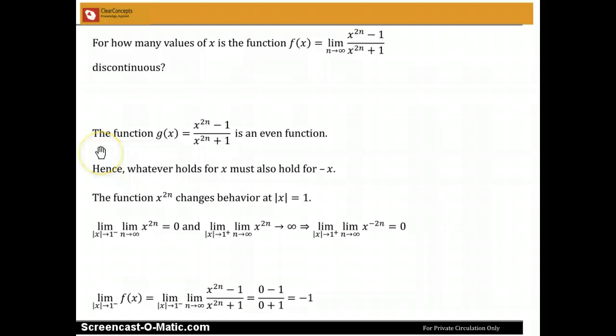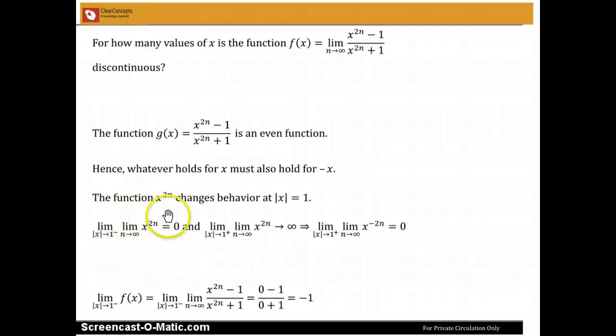So let us first consider the argument itself, of the limit. Let us call it g of x, that is x to the power 2n minus 1 divided by x to the power 2n plus 1. We can easily see that it is an even function. If you replace x with minus x, we get the same expression. So whatever holds true for x must also hold true for minus x.